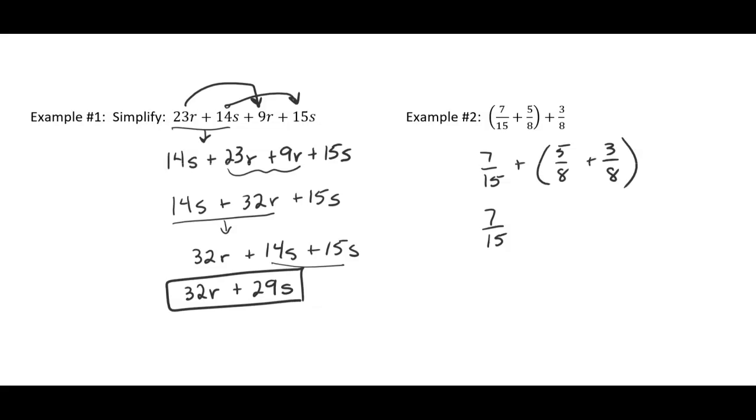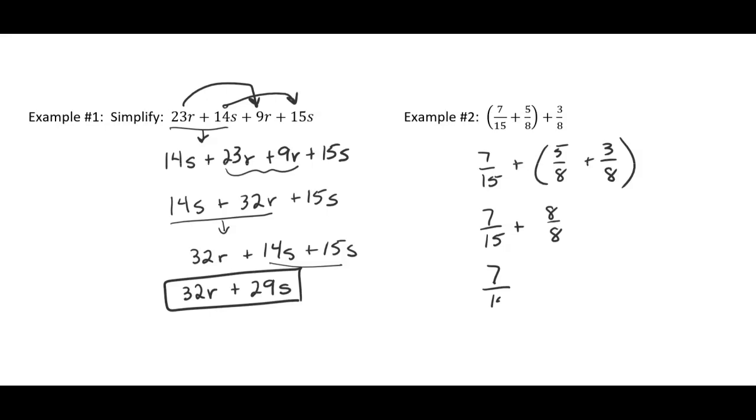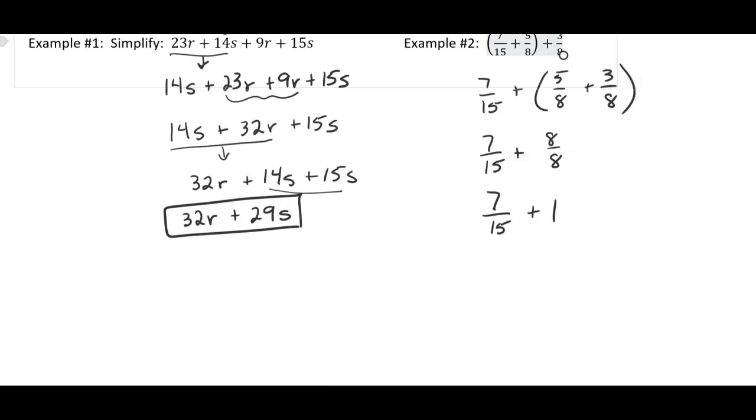So 7/15 plus, 5/8 and 3/8 is going to be 8/8, right? Well, 8/8 is just 1. And then I can make that 1 15/15. So then I can get that common denominator. I did have to get a common denominator eventually, but it was a little bit easier to do because I had the 1, and then I could just make that whatever denominator I wanted to. So 1 is equal to 15 over 15. Okay, now I can add and get, what, 22 over 15.